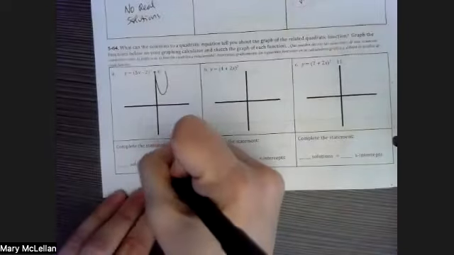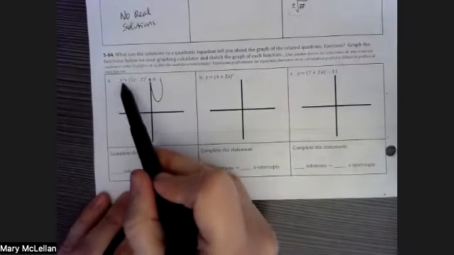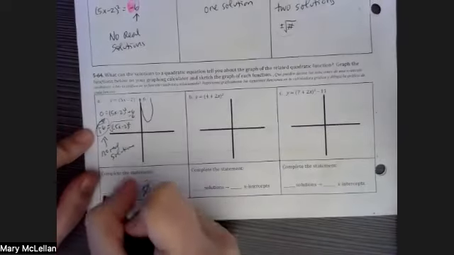I noticed that there are no x-intercepts. And if I were to plug in 0 for y here, I would have 0 equals 5x minus 2 squared plus 6. I would subtract 6 from both sides. Negative 6 equals 5x minus 2 squared. That would be no real solutions. So if the equation has no solutions, there are no x-intercepts. Let's look at the next one.